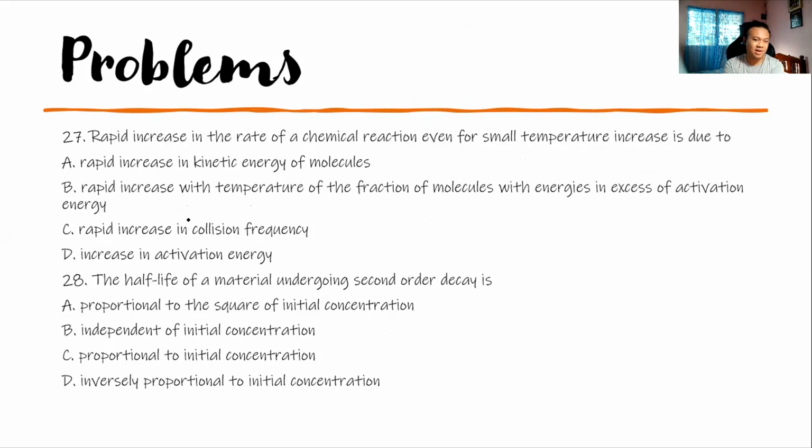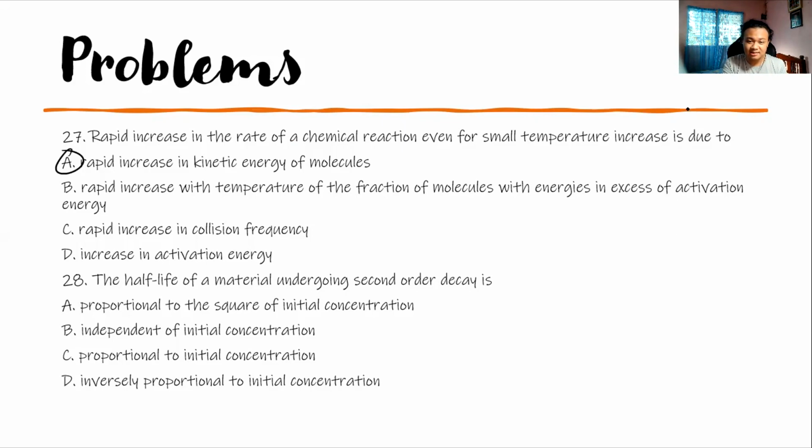Next, we have a rapid increase in the rate of a chemical reaction even for a small temperature increase is due to. What causes the rapid increase of the rate of chemical reaction? It's letter A actually: rapid increase in kinetic energy of molecules. Because an increase in kinetic energy results in higher temperature, right? If the kinetic energy increases, then the temperature increases. As a result, the rate of chemical reaction increases. Okay?